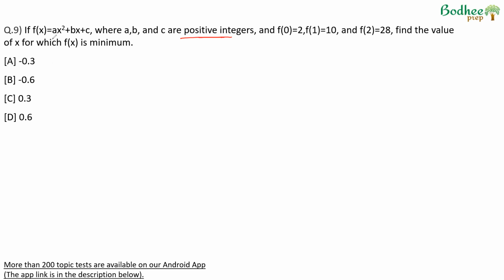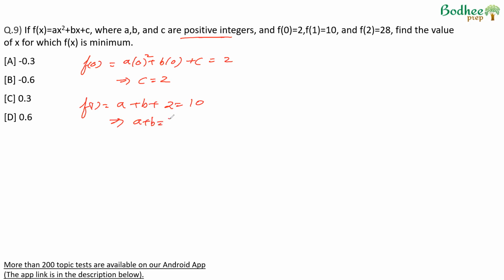Okay. So what we can do is if we write f of 0, we put x as 0. So a into 0 plus b into 0 plus c. This is given as 2. So from here we get c is equal to 2. If we put the value of f1, put x as 1. So a plus b, the value of c is 2. This is given as 10. This implies a plus b will be 8.